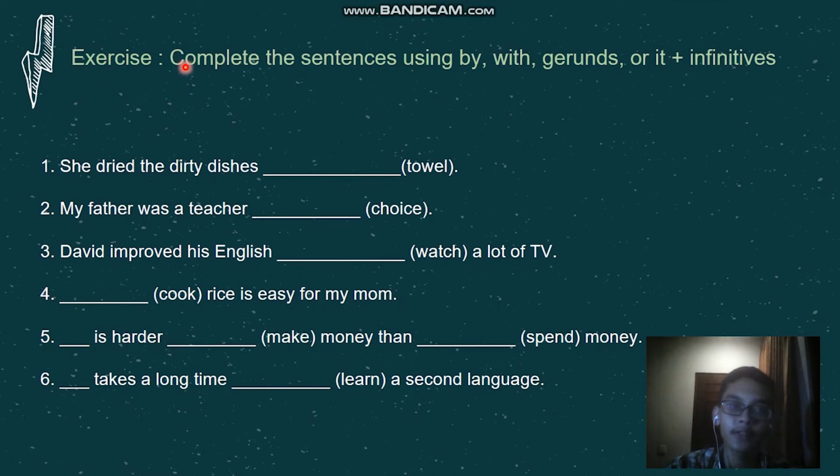Next, we have an exercise to complete the sentence by using by with gerunds or it plus infinitives. The first sentence: she dried the dirty dishes blank towel.